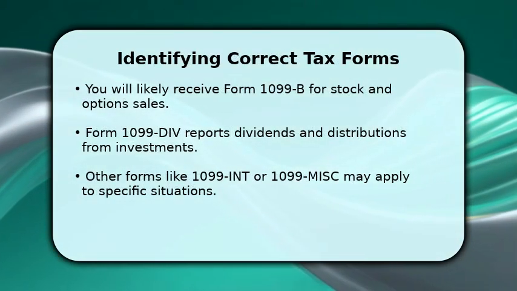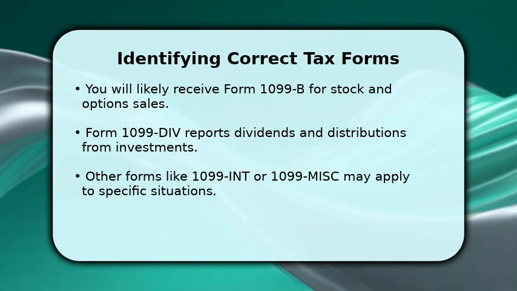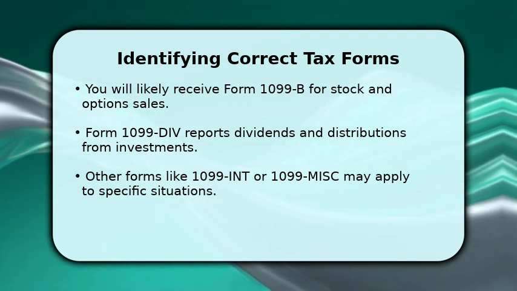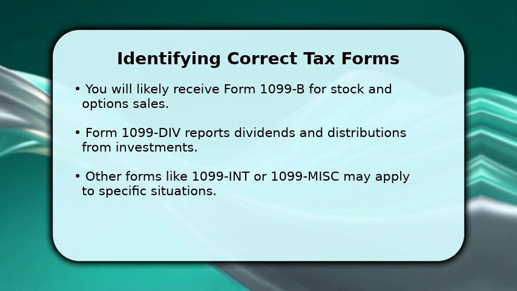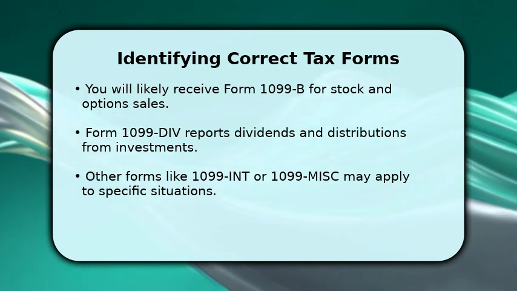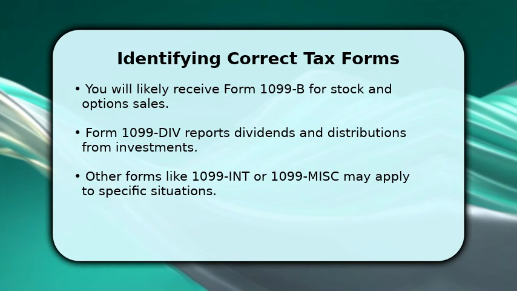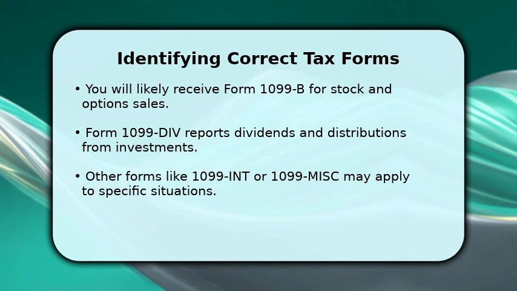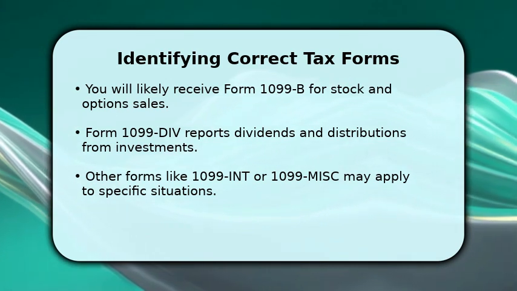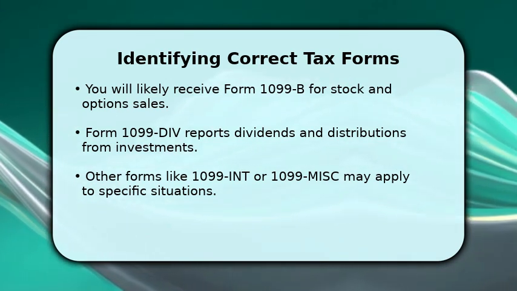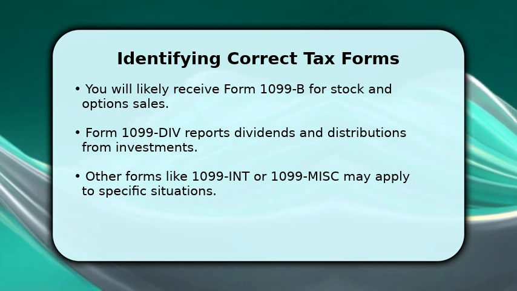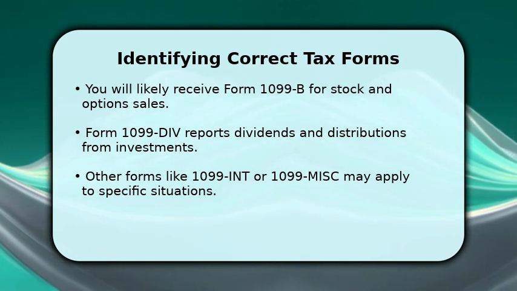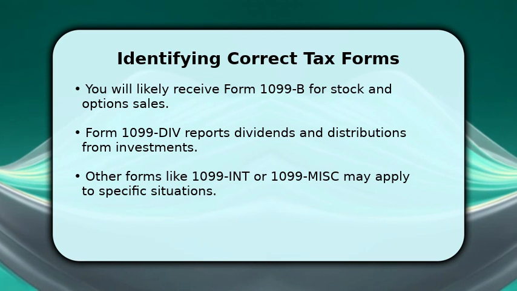Instead of a W-2, Robinhood typically provides Form 1099-B, which details proceeds from broker and barter exchange transactions, like stock and option sales. You might also receive Form 1099-DIV for any dividends or distributions earned from your investments. Depending on your activity, other forms such as a 1099-INT for interest income or a 1099-MISC could also be issued. These are the documents you'll need for tax filing.